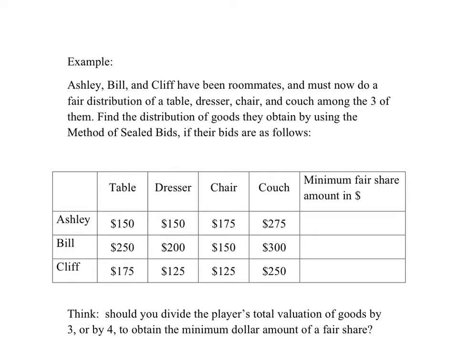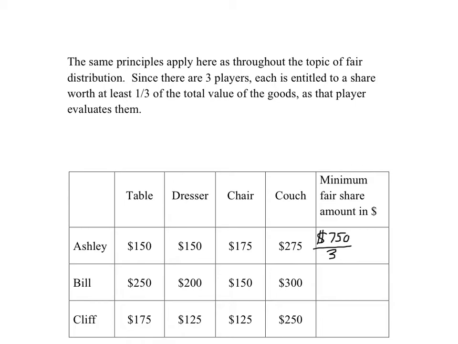Before we do anything else, let's first figure out each player's minimum fair share amount in dollars. So Ashley regards all the goods combined, all 4 items combined, as being worth $750 if you add up these 4 numbers. So $750 has to be divided by something. Is that $750 divided by 3 or by 4? We do indeed divide by 3 because there are 3 players. The fact that there are 4 items doesn't affect how we compute the minimum fair share amount.